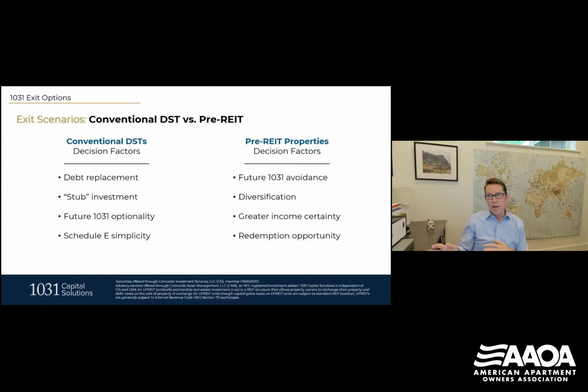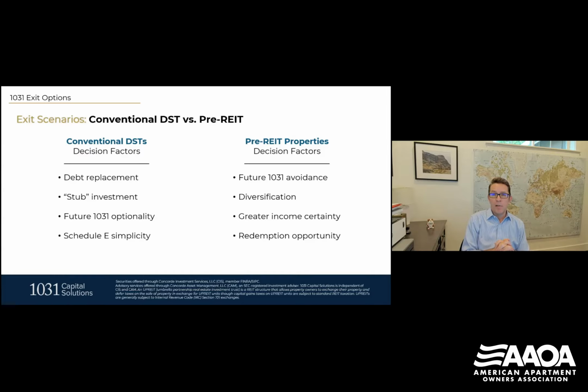Now, on the other side of the column, pre-REIT properties, the decision factors there are someone who is happy to forego the optionality of a future 1031 exchange. In other words, you actually would prefer not to ever have to do another 1031 exchange. And so going into the pre-REIT strategy basically allows you to only do a 1031 exchange one time and then set it and forget it and never have to worry about that process again. Obviously, that is a draw for the pre-REIT option.